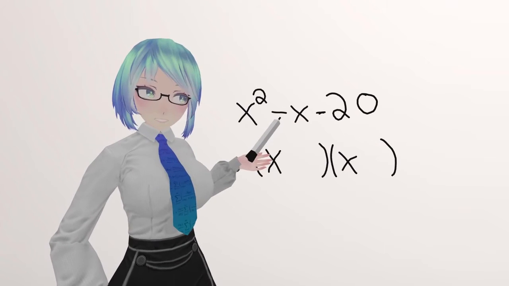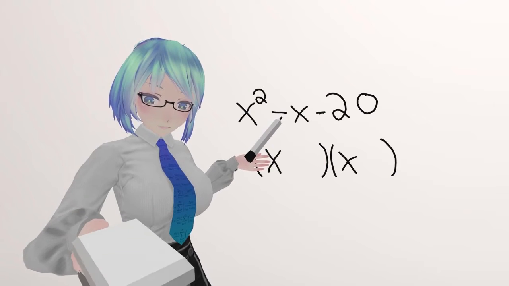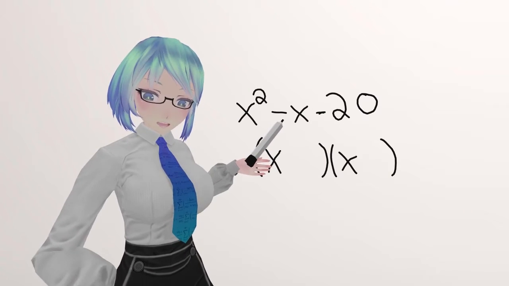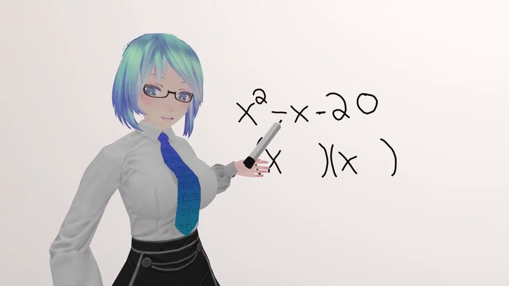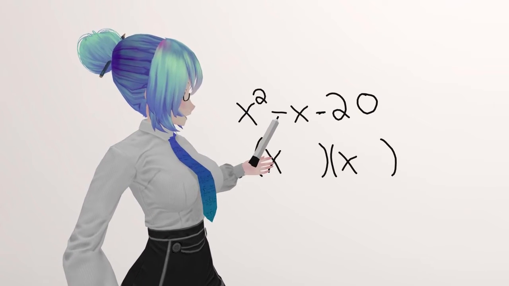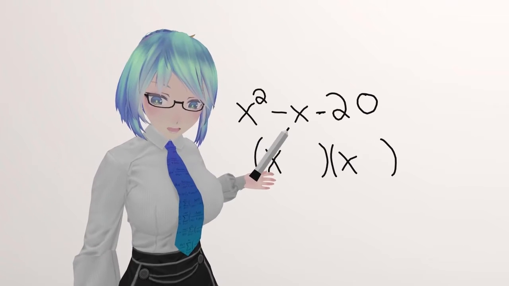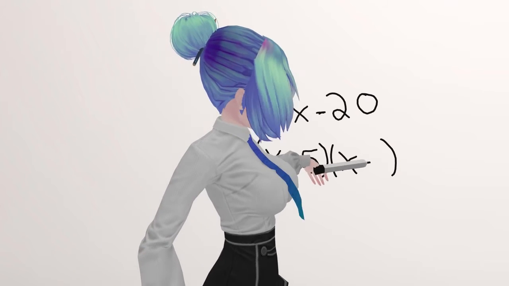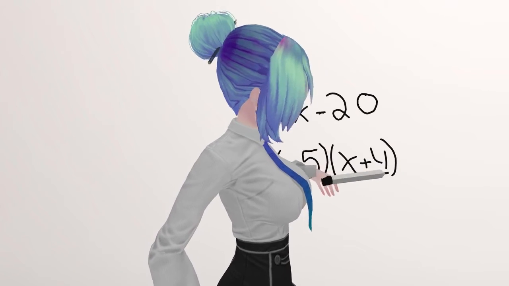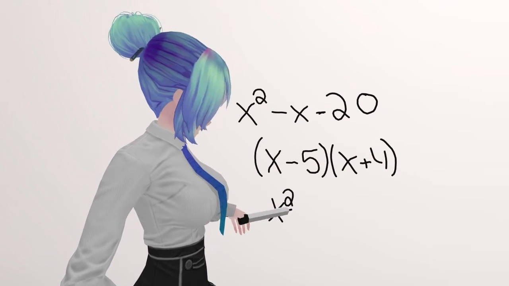What is this? Negative. Which number has to be the negative? The 4 or the 5? It's going to have to be the 5. We want the 5 to overpower the 4 because it's bigger. Okay? That's why we put negative 5, positive 4. And just so you know that this is the answer, x squared, right?